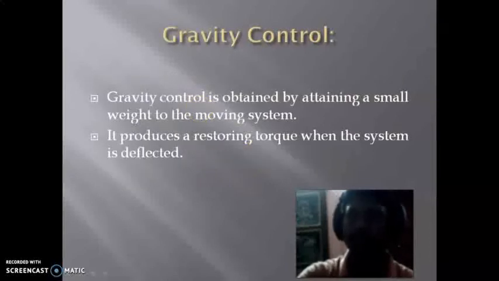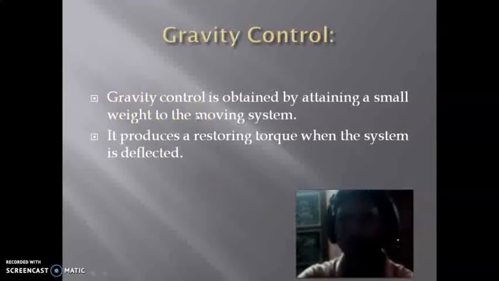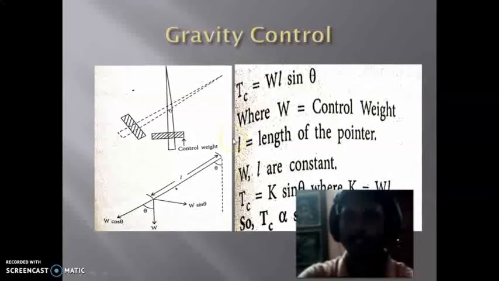And next we are just going to discuss the gravity control. Gravity control is obtained by attaching a small weight to the moving system. It produces a restoring torque when the system is deflected. Now if you see the diagram, then that can be understood very easily. This is the gravity control arrangement.